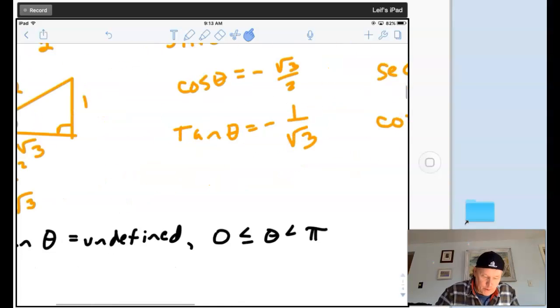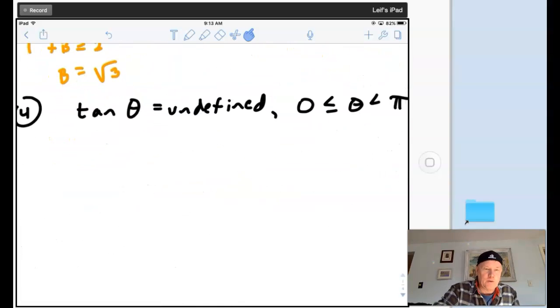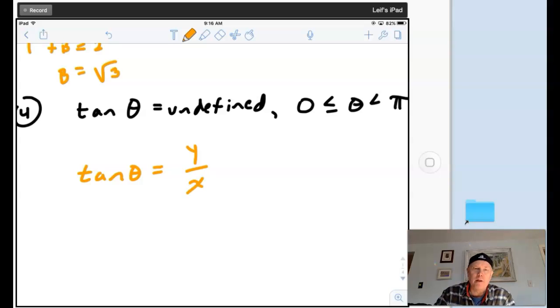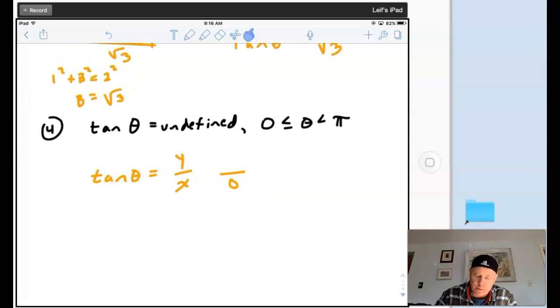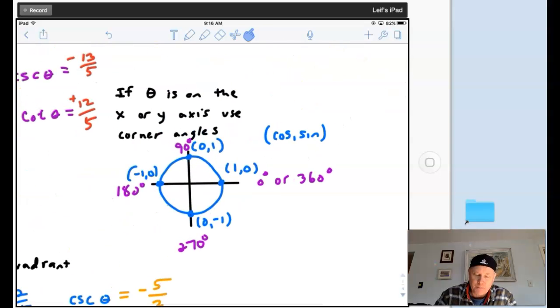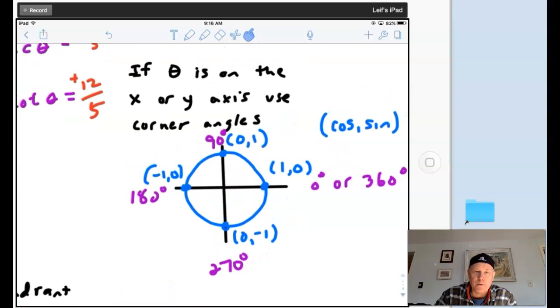Okay, there's that one. Next one, number 4, tangent of theta is undefined, and theta, remember that's a compound inequality, is between 0 and pi. Okay, so if the tangent is undefined, it means I got a 0 in the denominator, okay? Which, remember that the tangent is y over x, which means I got an x value of 0. I don't know what the y is, but when I see that the x's value is 0, I'm going back to that chart up here where it's on the x or y axis, okay?